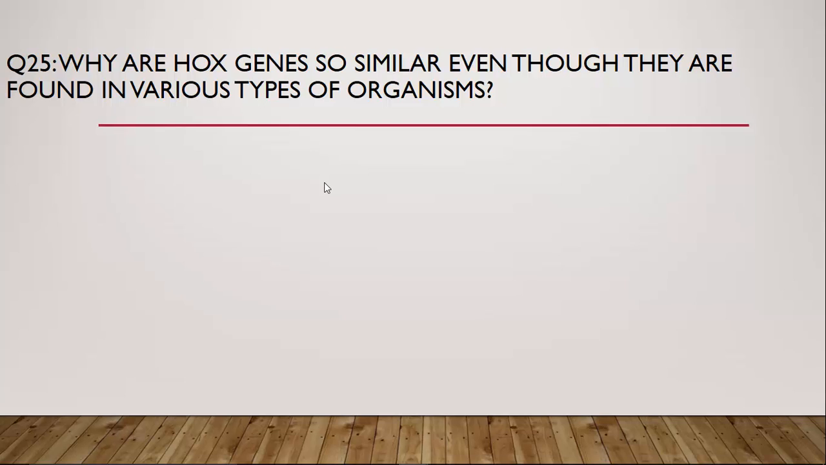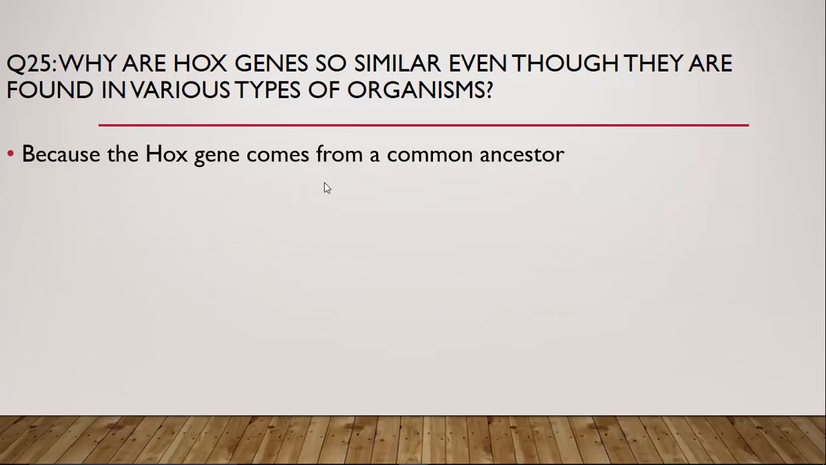All right, 25. Why are Hox genes so similar even though they are found in various types of organisms? And we said because the Hox gene comes from a common ancestor. And this is why you can find it in almost every living organism. If you pick a random living organism somewhere in the world and you extract its DNA, you will find the Hox gene. If you take our DNA, you will also find the Hox gene. This proves that we all come from a common ancestor.